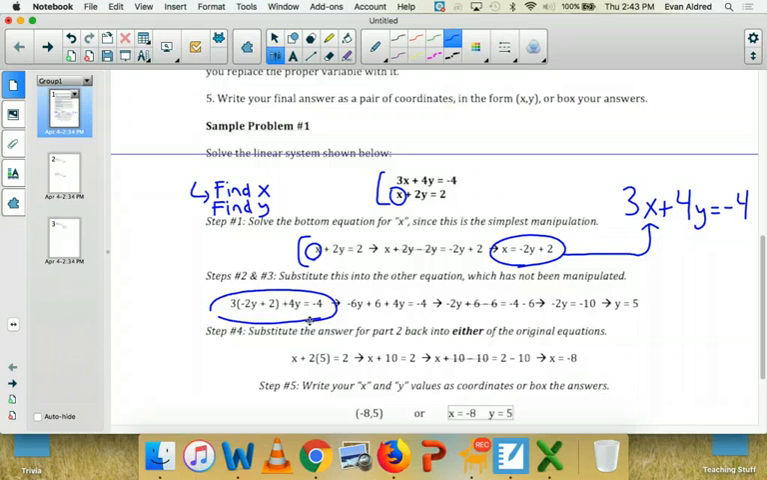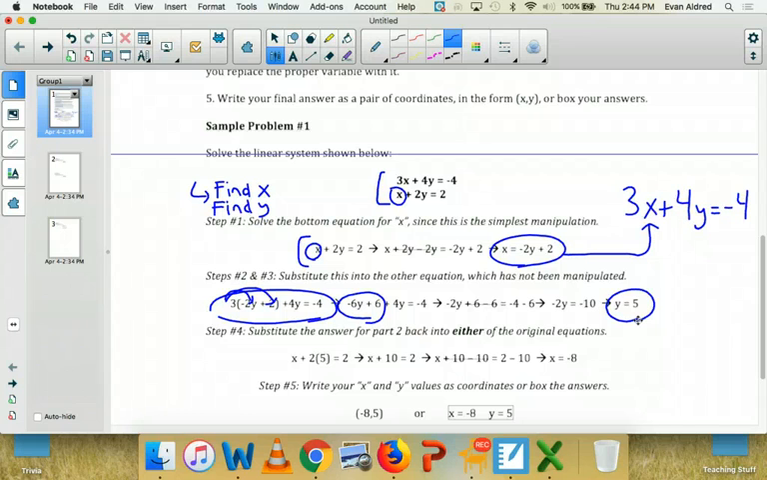Where that is especially important is now we only have one variable in the equation. We only have a y. We don't have an x anymore. And when we only have one variable in the equation, we can then solve for it. And that's what we're going to do. As we work our way through this one, we use the distributive property. So 3 multiplied by negative 2y and 3 multiplied by 2 gives us this: negative 6y plus 6, and we're still adding 4y, and it equals negative 4. We combine our y's, and we solve to get y equals 5.